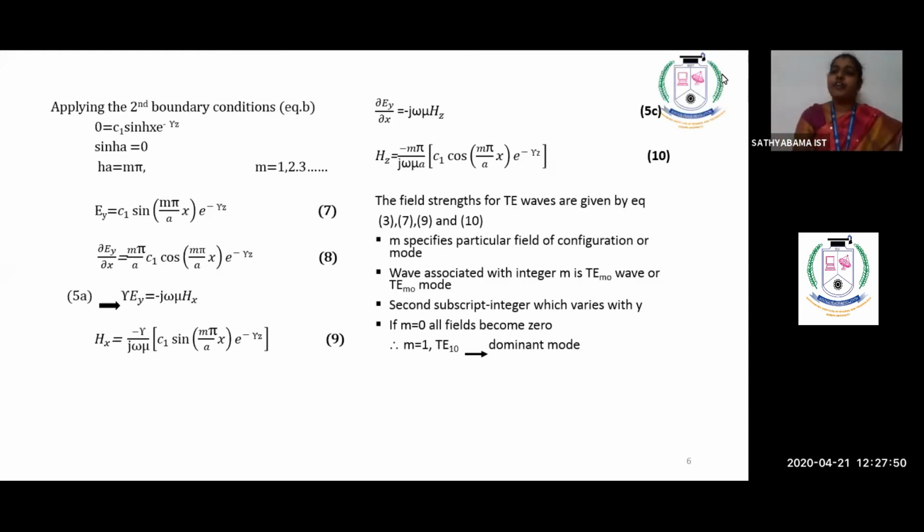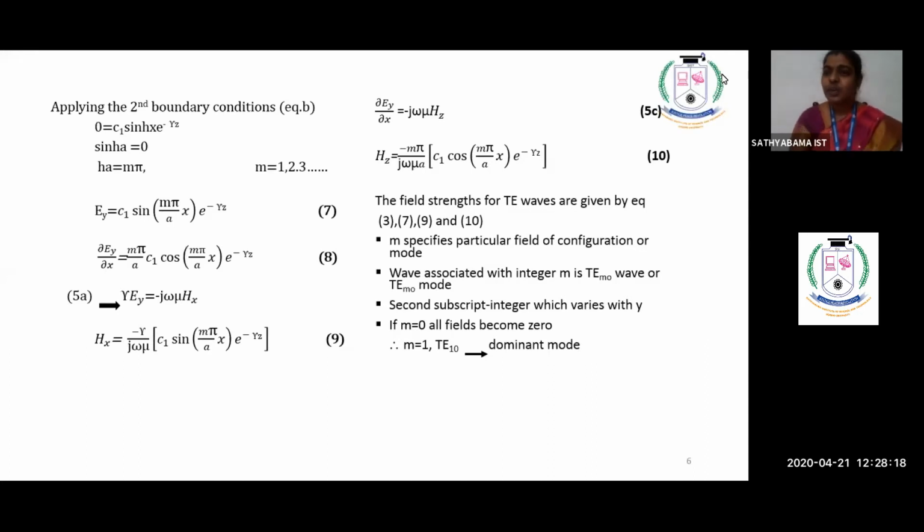So for various values of m, you can get different types of configurations. That is what we call modal propagation. That is what we call modes. So there are many combinations like TE10, TE20, TE30. Many combinations will happen according to the variation in m. So out of all the combinations, TE10 is called the dominant mode.